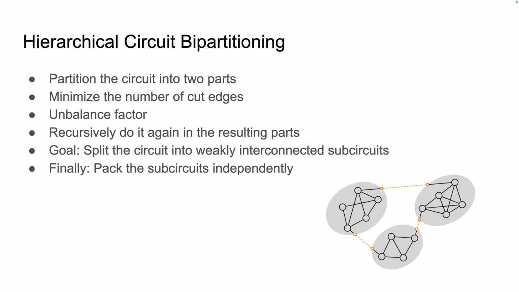And the goal is to split the circuit into weakly interconnected subcircuits. So for example, in this figure, we have these three subcircuits. They do have connections together, but if you take the top left partition or cluster here, they're very strongly connected to each other. They have one or two connections to the outside, but they're weakly connected in a sense and not as strongly connected. And the goal with this bipartitioning is to get these weakly interconnected subcircuits. And then finally, you just pack the subcircuits independently.